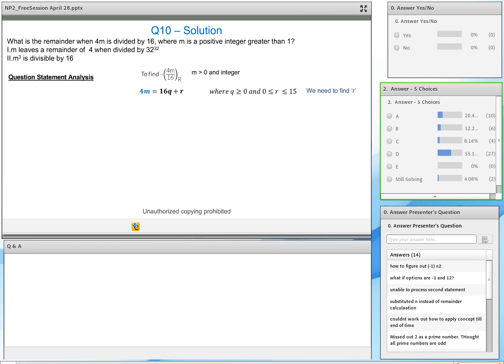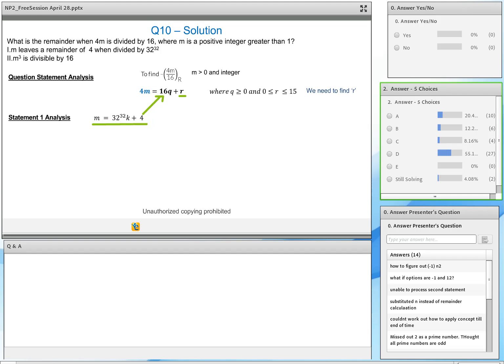Now statement 1: m leaves the remainder of 4 when divided by 32 raised to the power 32. So I'm simply writing statement 1 in the form of my remainder equation, and k is the quotient here that I've assumed. Now, ultimately I need the value of r, right? So I have to somehow bring this equation into the form of the required equation. Remember the stuff that we did early on in our basic questions. Now I'm applying that over here in this DS question.